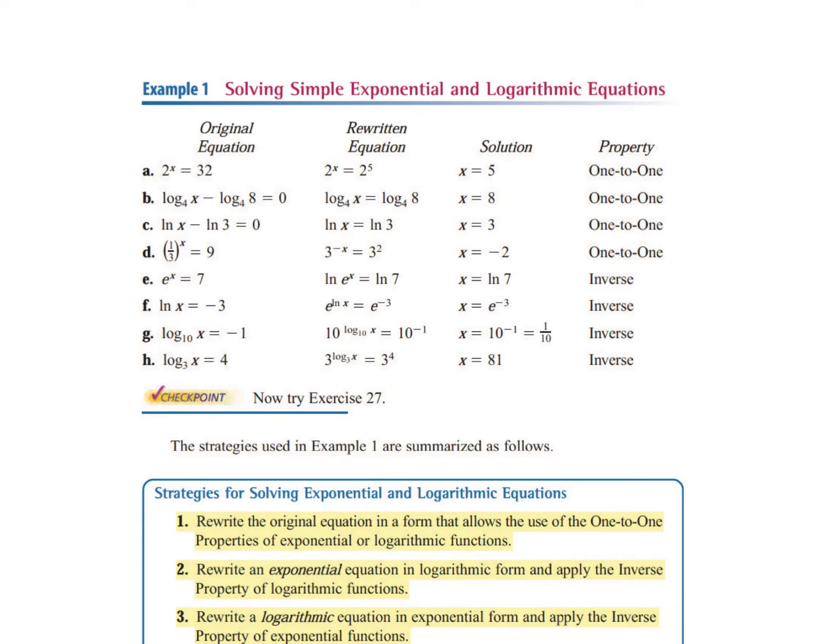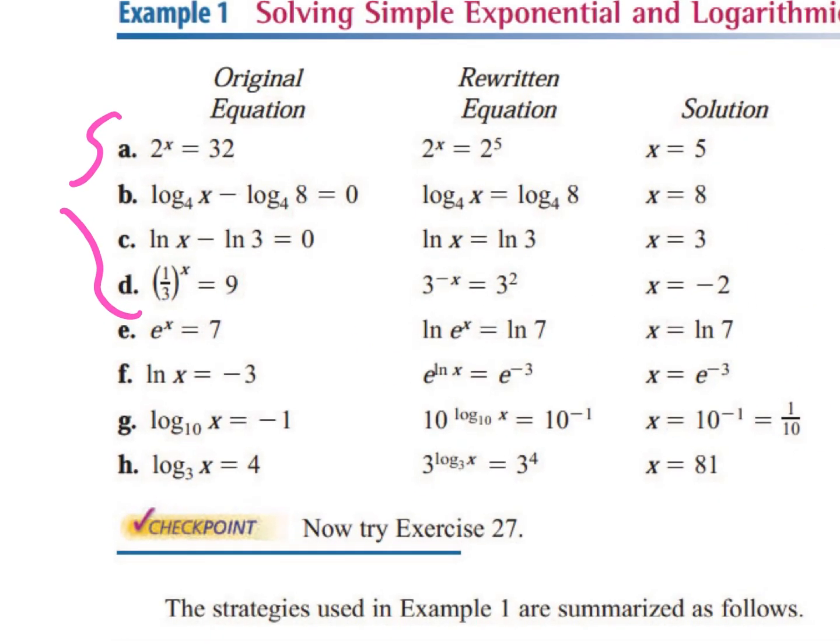So, example 1, the first 4 properties here we did yesterday. These are 1-to-1 properties. So looking at, for A, if your bases are the same, you can cancel them out and just set the exponents equal to each other. If you have a log equal to a log, you can cancel them out. Set what they are, the logs of them equal to each other. Same with the ln's, they cancel. Here, same with the 3's, they would cancel.